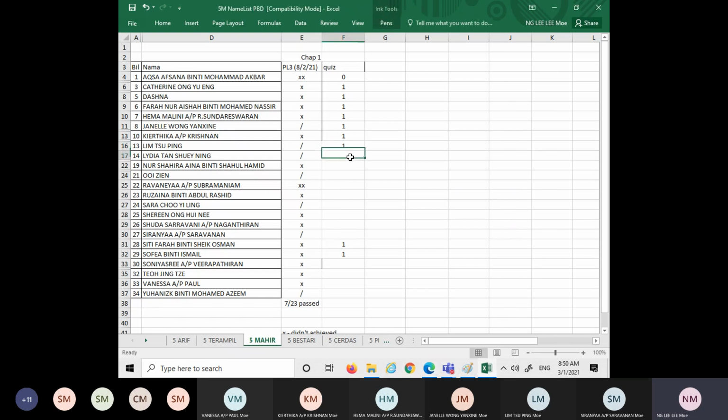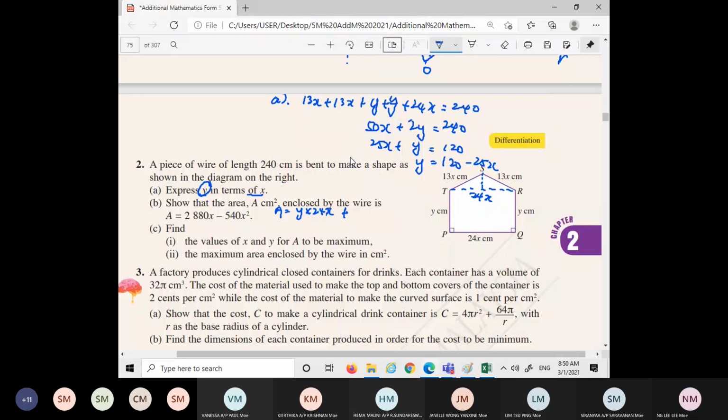Who is next? Lydia. Maybe you don't want to use this base and the height. Maybe you have other ideas to find the area of a triangle. We have learned many ways to find the area of a triangle actually. Or you want to use Pythagoras? So you still want to use the base and the height, is it?